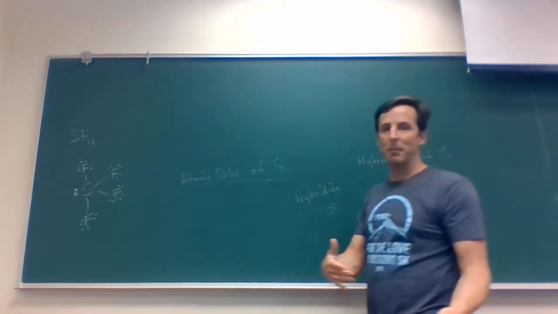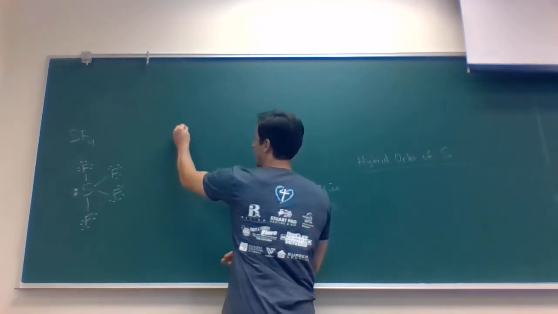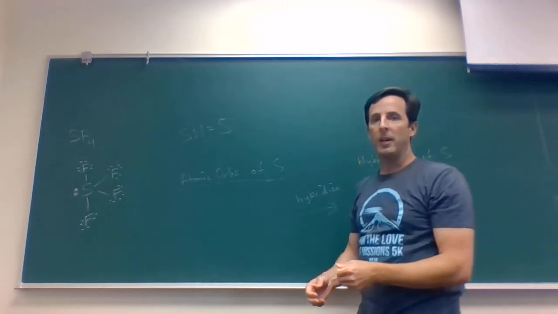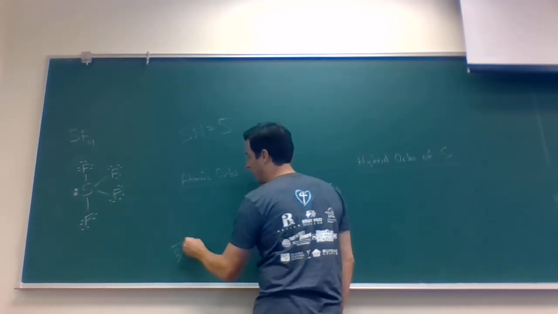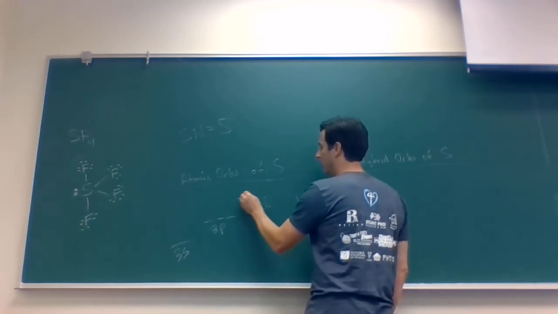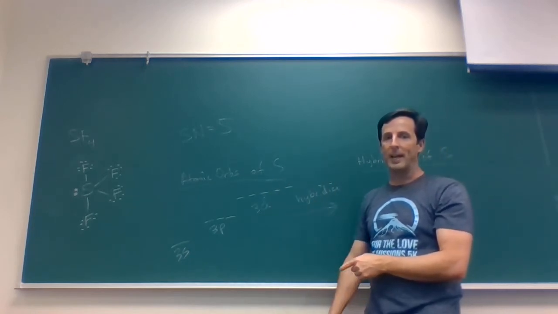So what's my steric number? Well, SF4, there's 4 fluorines plus the lone pair, so the steric number is 5. If the steric number is 5, okay, I got to draw my atomic orbitals. It's the 3s, the 3p's, and the 3d's. That's just, I know sulfur's in the 3rd shell, so those are the orbitals I get.